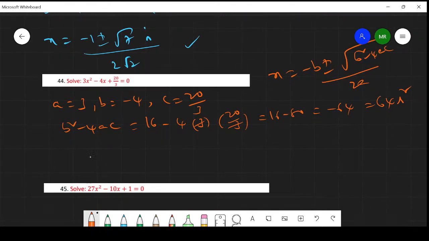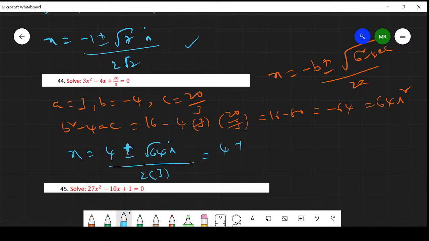Now I can write x is equal to minus b. Minus b means you will get 4 plus or minus root of b square minus 4ac, which means root 64i by 2 into 3. It will come now 4 plus or minus 8i by 6. I can take 2 common. It will be 2 plus or minus 4i by 3. Take 2 common. So that will be the required answer.